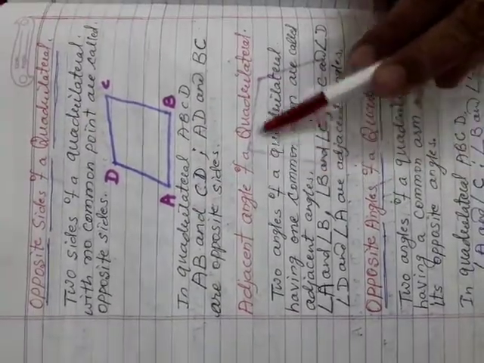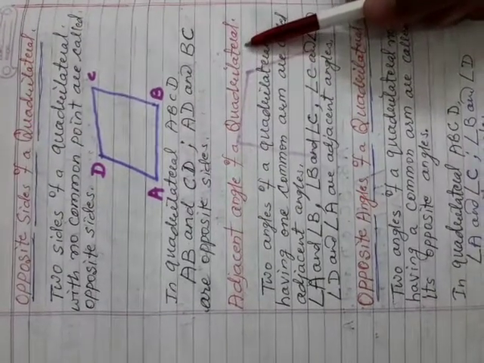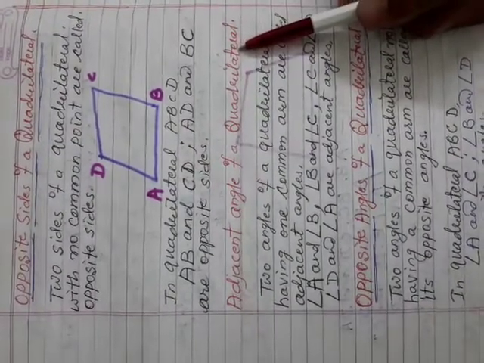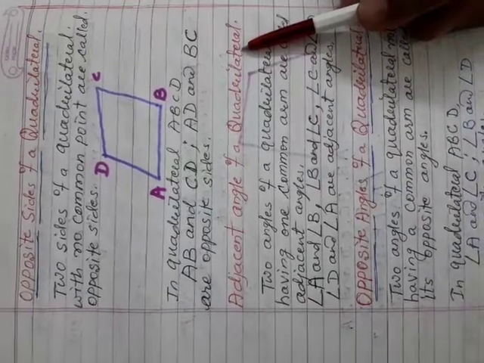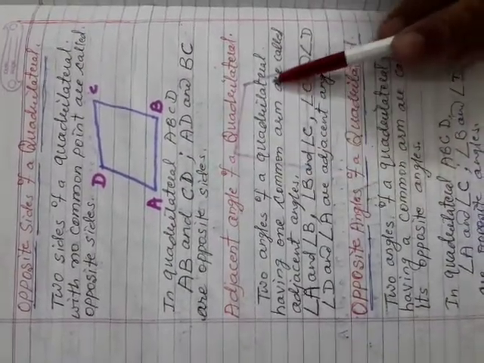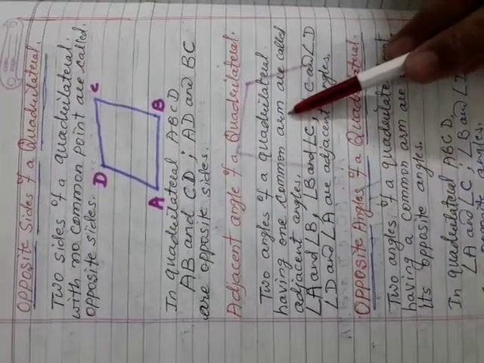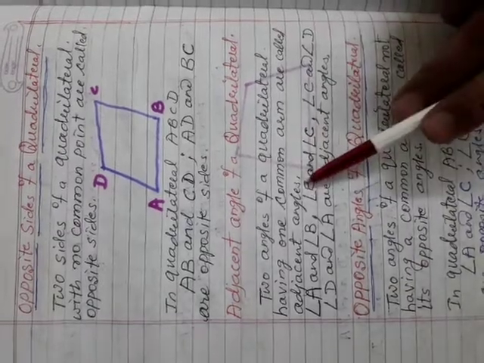Now adjacent angles of a quadrilateral. Adjacent means neighbors, again nearby. Two angles of a quadrilateral having one common arm are called adjacent angles.